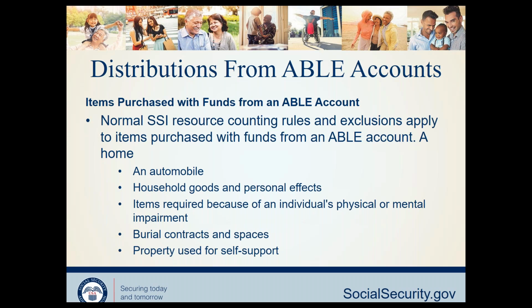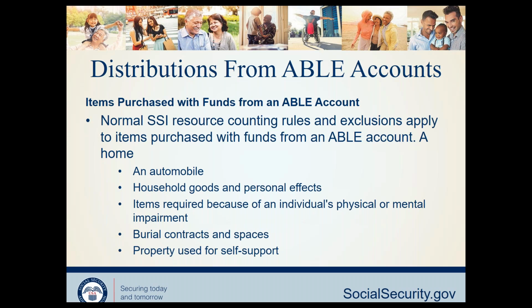So as long as your name is on that burial, and I just thought I had it, you can exclude that as well. Yeah, these are exclusions as well. So we can exclude one vehicle, household goods and personal effects up to $2,000, and items required for individuals' physical or mental impairment. So if you went and got modifications to a vehicle, specific for that vehicle, we can exclude that.